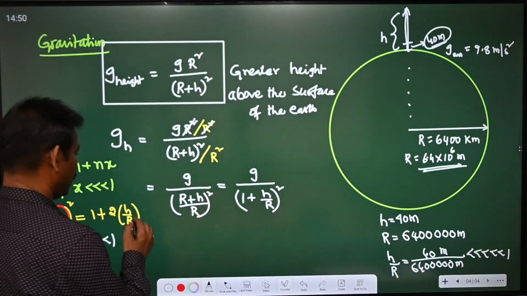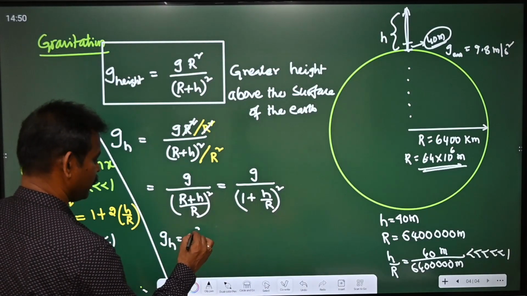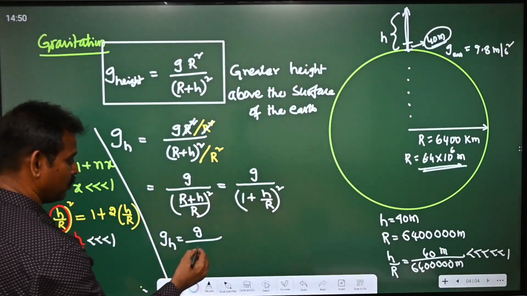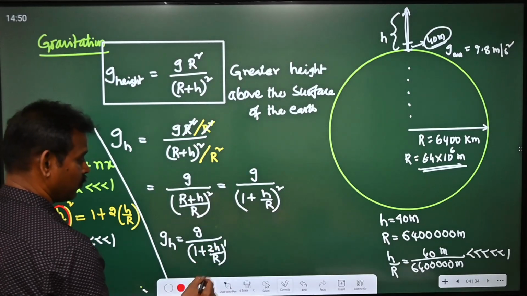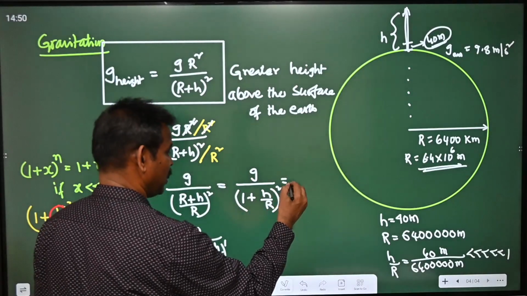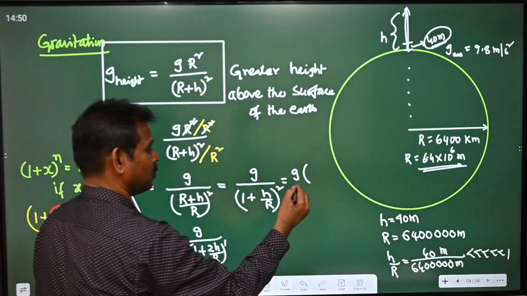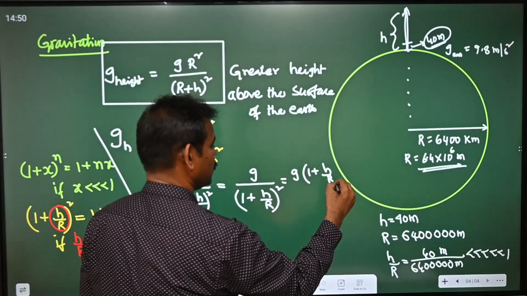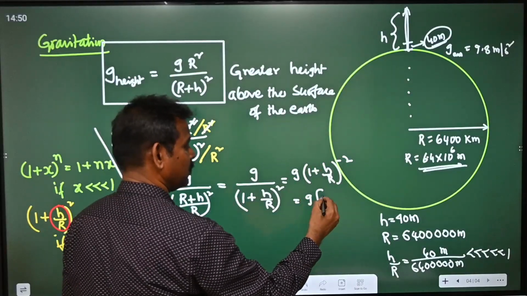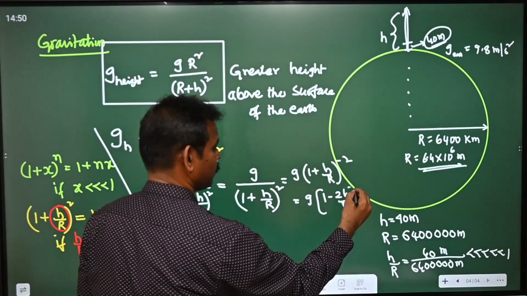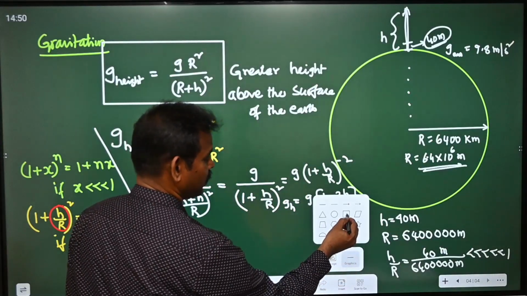Then we have to write here g at a height is given by g by 1 plus 2h by R whole power 1. And once again, if you take this denominator into numerator, you can write this as 1 plus h by R whole power minus 2. This is g into, this minus 2 will come here, 1 minus 2h by R. So this is g_h, the g value at a height h.